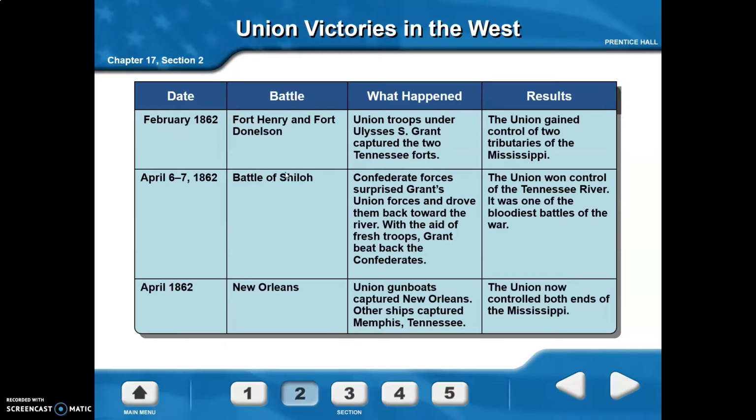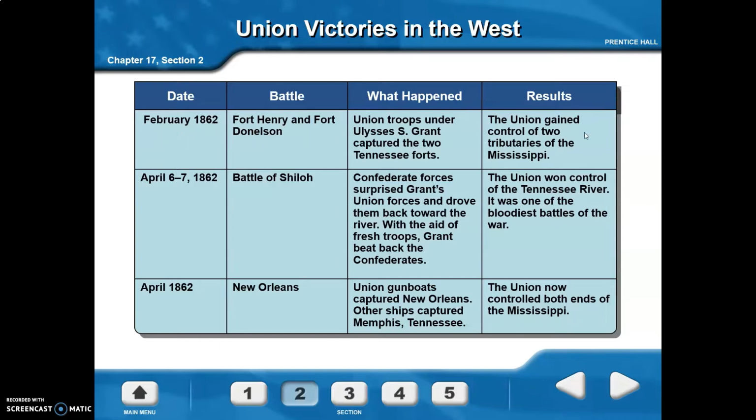So we had a couple of victories for the Union in the west, by the Mississippi. Remember, the goal is to get the Mississippi River. So in 1862, there's a battle at Fort Henry and Fort Donelson, and Union troops under Ulysses S. Grant, make sure you remember that name, captured the two Tennessee forts. He is a great leader. He knows the game. He is a great soldier, and he captured the two Tennessee forts from the Confederacy.